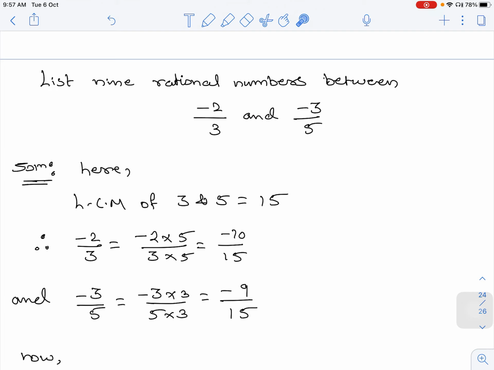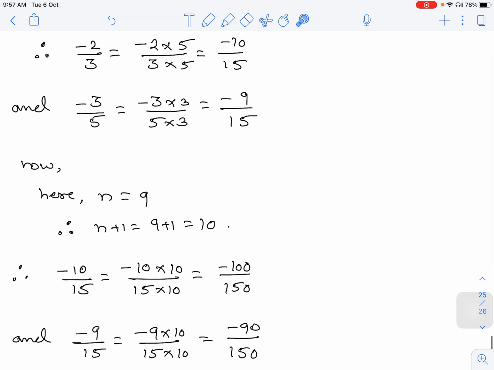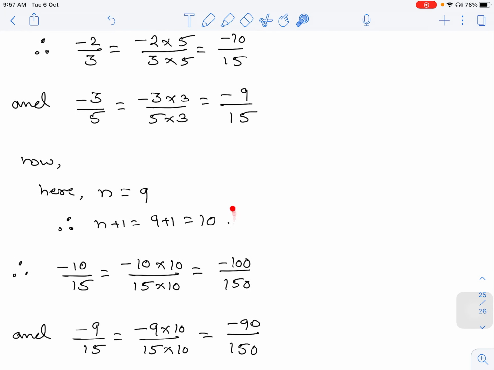In this way, we can add infinite numbers between any two rational numbers. Again, listen, what is the condition? First, these two numbers should have the same denominator. If not, we take their LCM and make it same. Second, we have to look at how many numbers we have to find. We decide the value of n, then n plus 1, and by this number we multiply both the numerator and denominator. Hope you all have understood up till here.